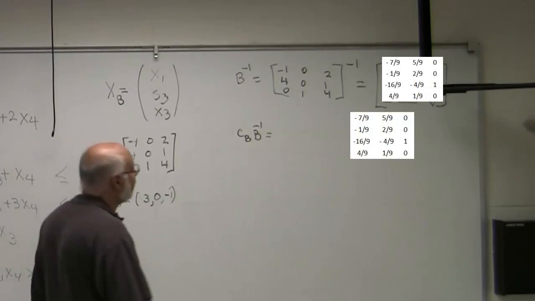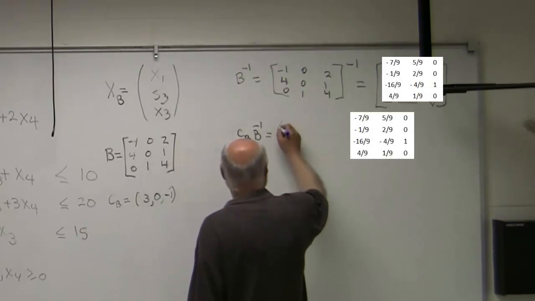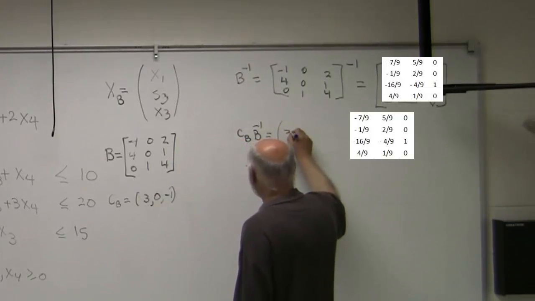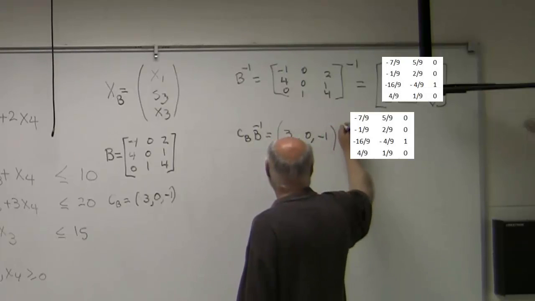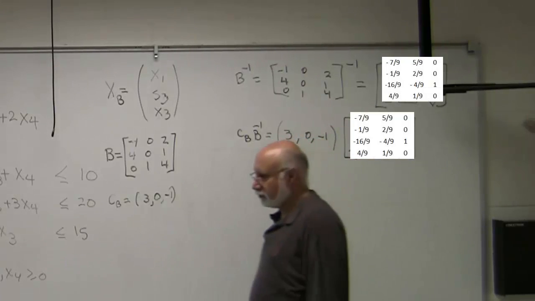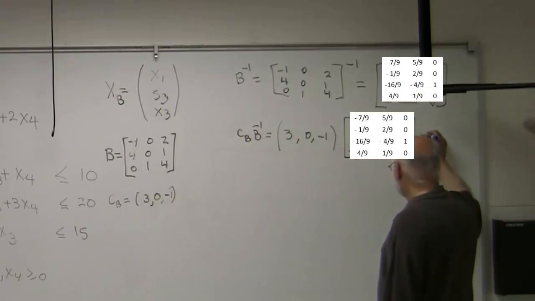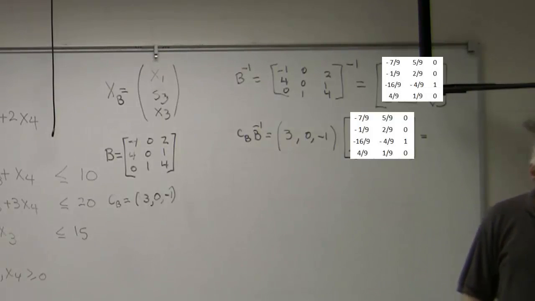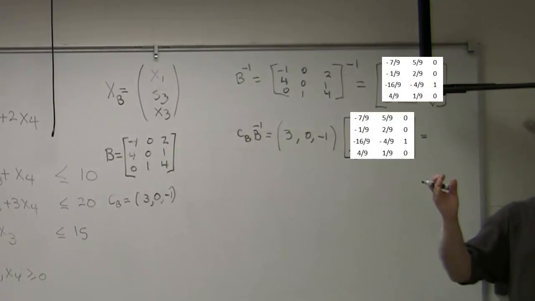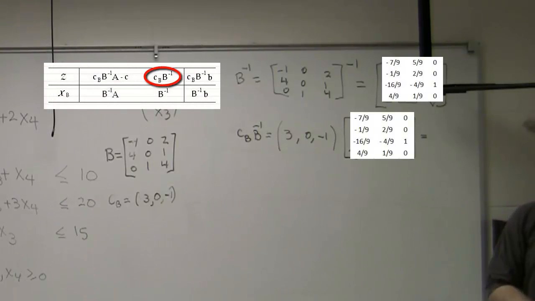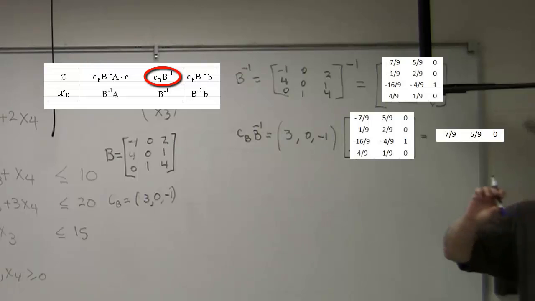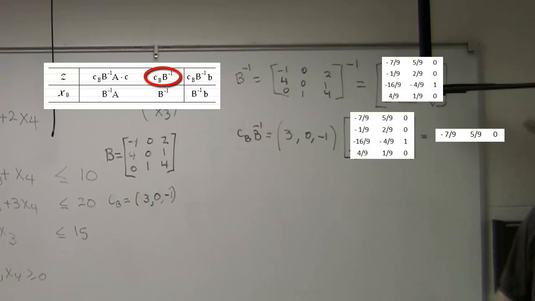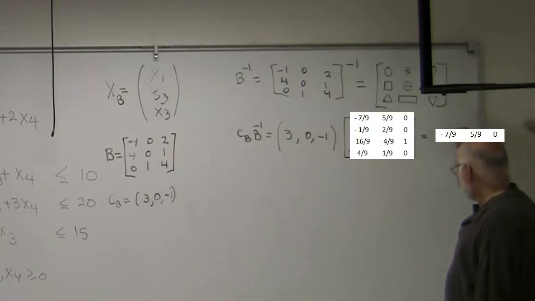So CB B inverse will be equal to 3, 0, minus 1 times that. What do you think the result of this multiplication will be? Is it going to be a matrix, a column vector, a row vector? Remember that thing that you were supposed to memorize? How did it look? It's going to be a row vector.